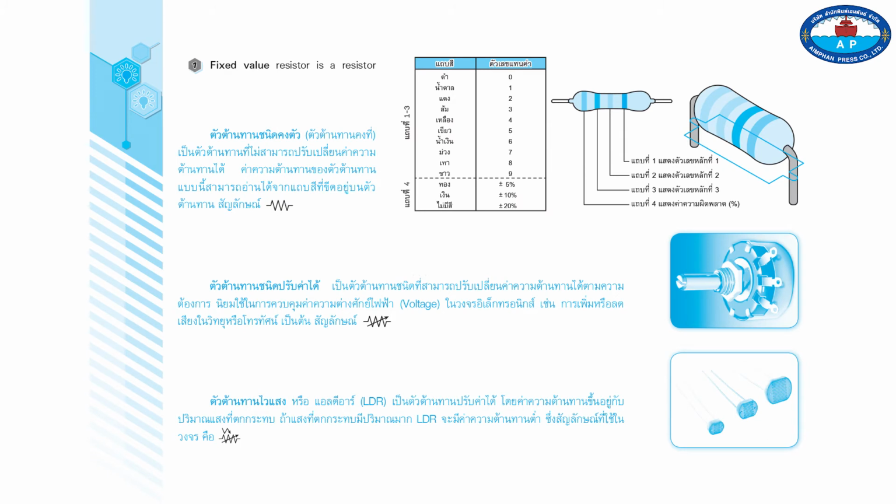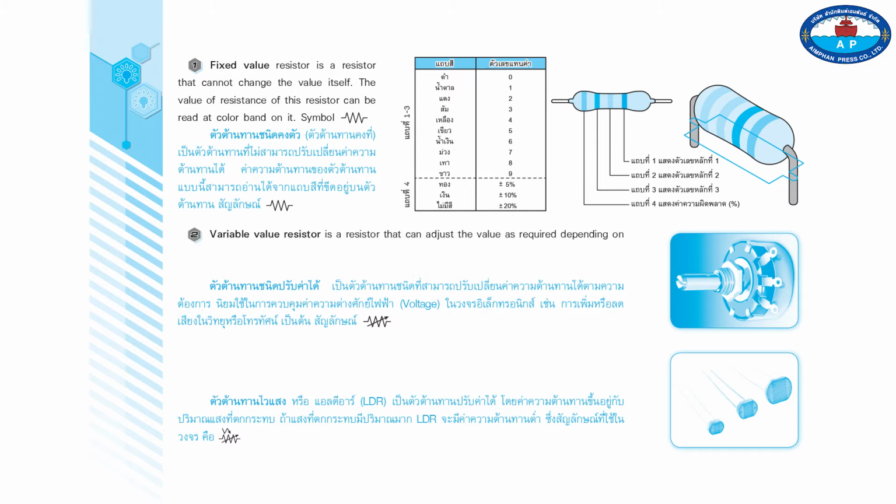1. Fixed value resistor is a resistor that cannot change its value. The value of resistance of this resistor can be read from the color band on it. Symbol. 2. Variable value resistor is a resistor that can adjust the value as required depending on its specification. It's mostly used for controlling voltage in electronic circuits, such as turning down the sound in a radio or television.